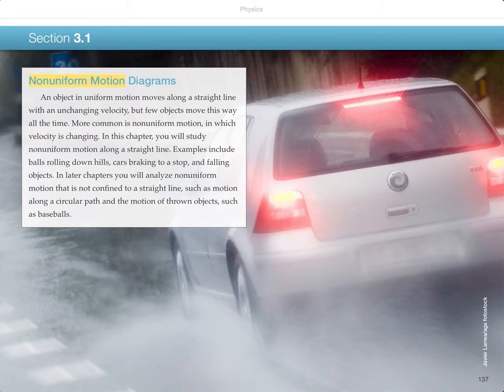This covers section 3.1. In chapter 2, we studied what's called uniform motion, where in each time interval you move the same distance. In other words, you're traveling at constant velocity. Well, not too many things actually move at constant velocity. Most things have a changing velocity. In chapter 3, we're going to study objects that have a changing velocity. This is called non-uniform motion.